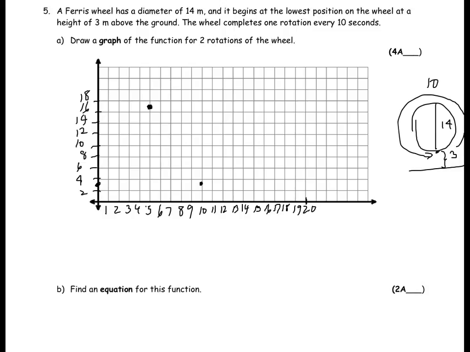So the first part of the graph is going to look like the following. Now this pattern continues again. After 5 seconds it's going to go to the maximum, and then again back to 3 meters again. So we're going to get something like this graph.